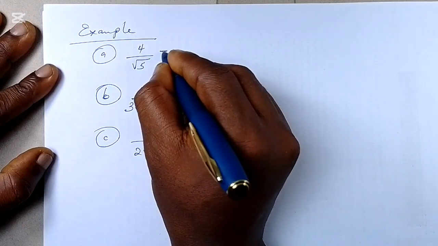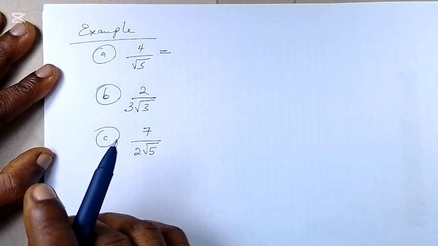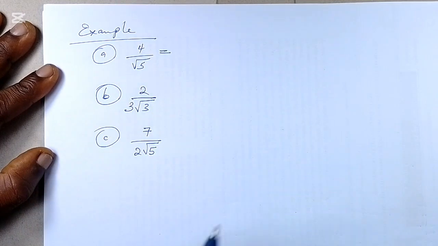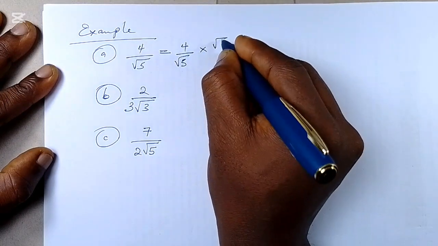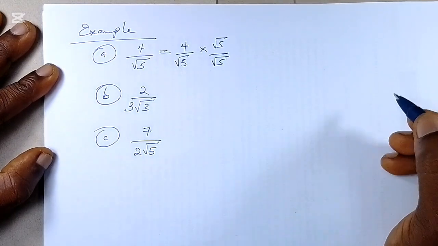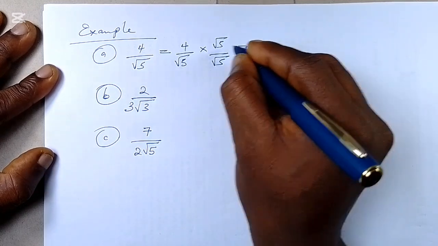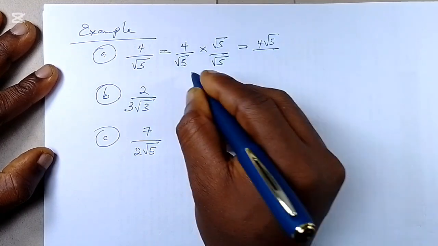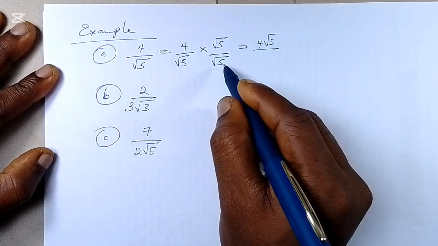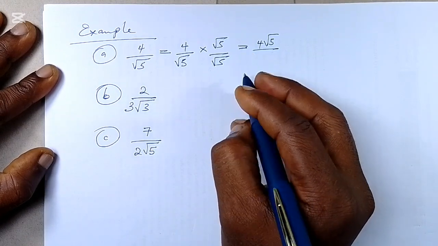Let's do it together. To rationalize implies using the surd in the denominator to multiply the numerator and the denominator. So I'm going to start with 4 over root 5 times root 5 over root 5. That is the first step you take. The next step is to use 4 to multiply root 5, which gives you 4 root 5, and use root 5 to multiply root 5. Root 5 multiplying root 5 will give you 5.